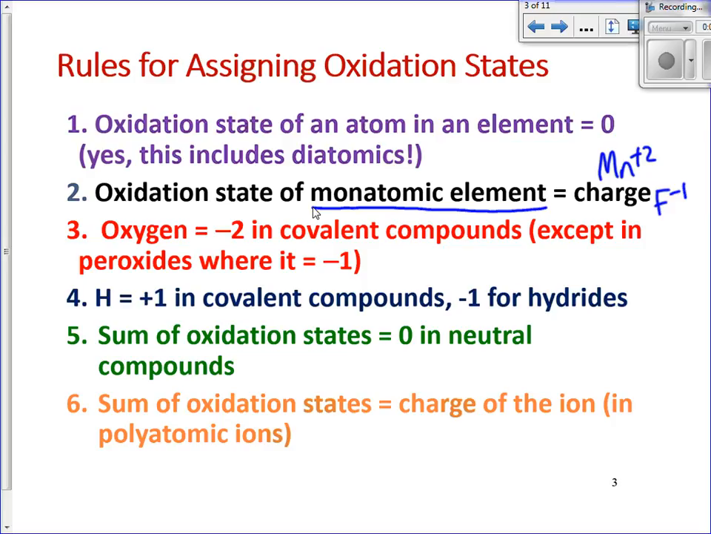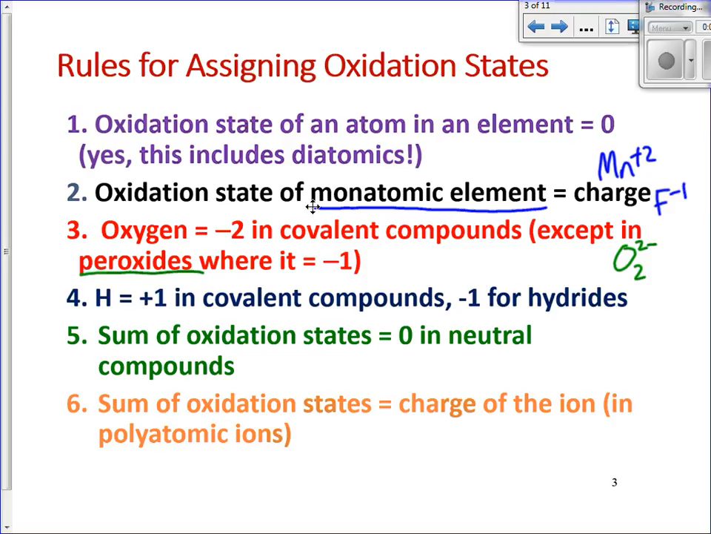Oxygen's always -2, except for when it's in a peroxide. Okay, and peroxides are very rare. We're not working with them a whole lot, but remember, peroxide is O2 2-, so really each oxygen's only worth a -1 there.